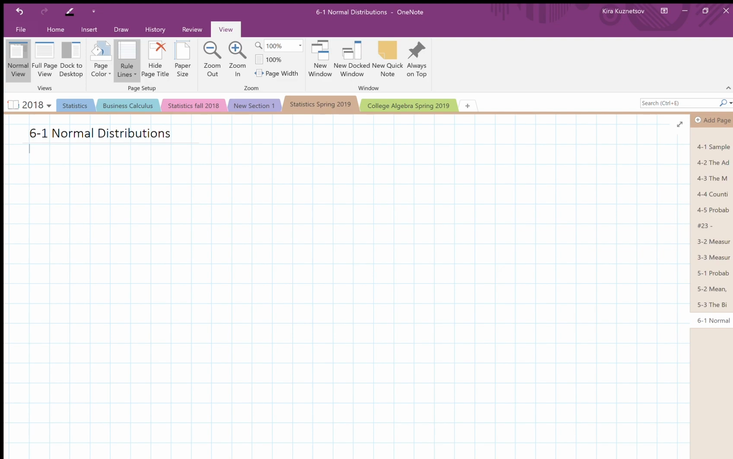There is no separate vocabulary list for chapter 6. All of the vocabulary is going to be discussed within the lecture.